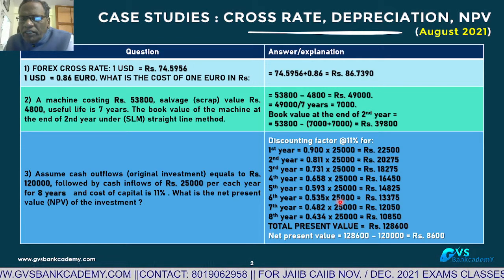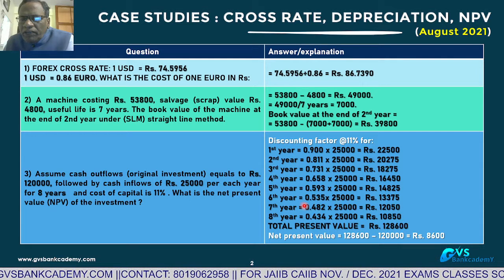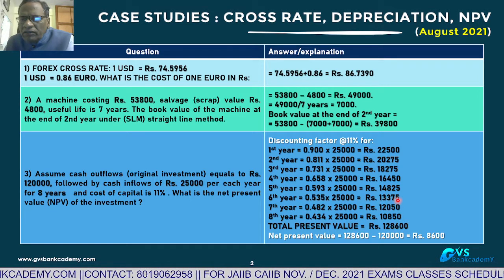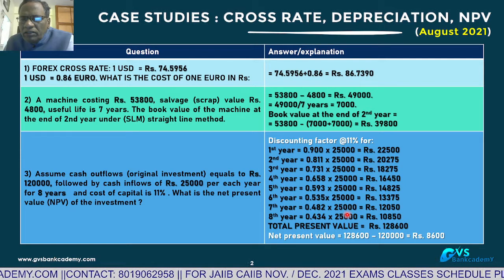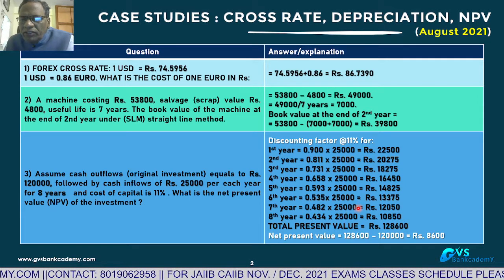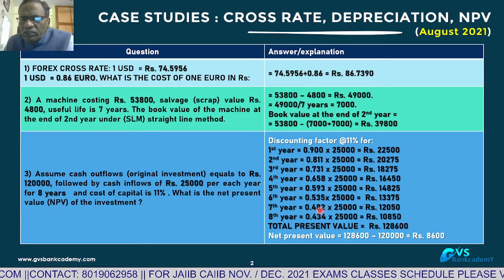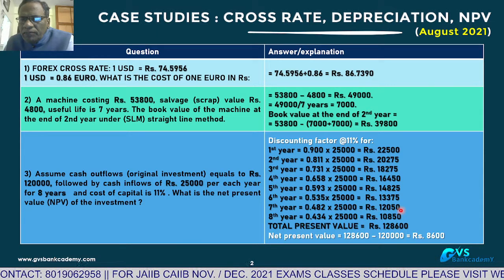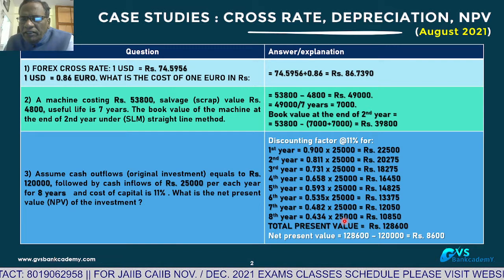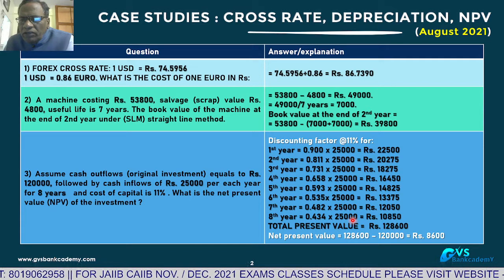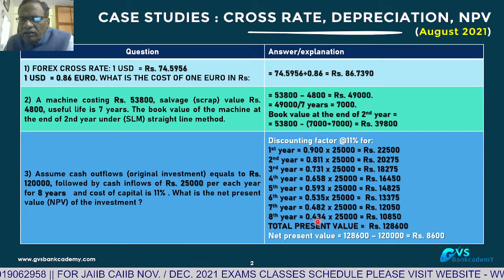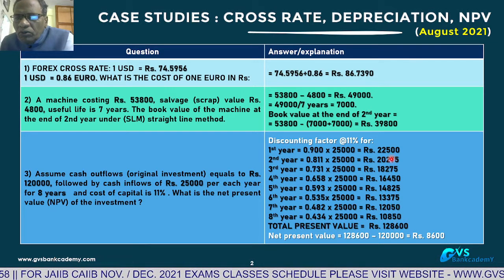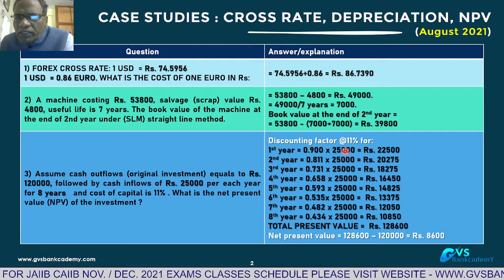At the sixth year end you are getting 25,000. At a 0.535 discounting factor, today's value is 13,375. In the seventh year end you are getting 25,000. At a 0.482 discounting factor, today's value is 12,050. At the 8th year end we are getting 25,000. What is the value of today at the rate of 0.434? 10,850. So this is the inflow during 8 years.